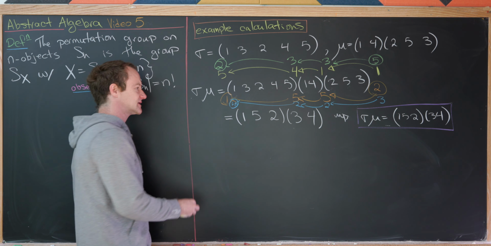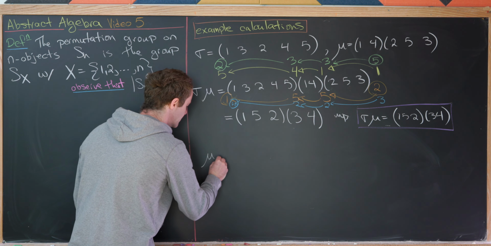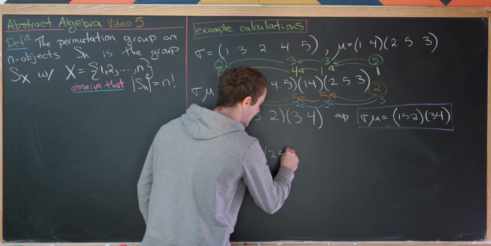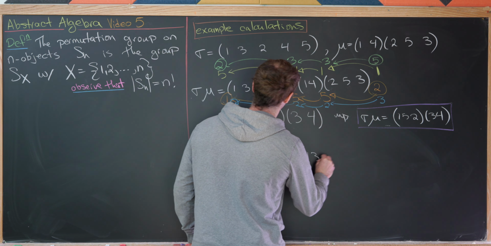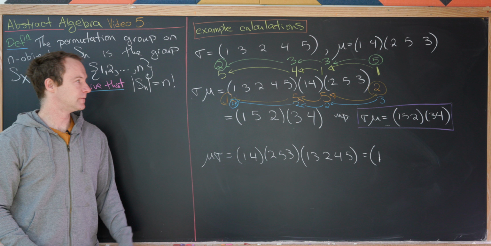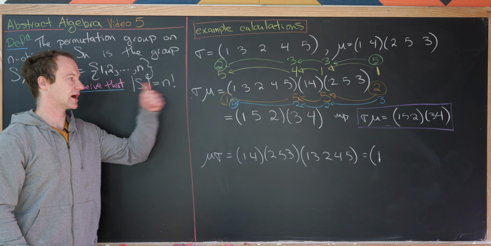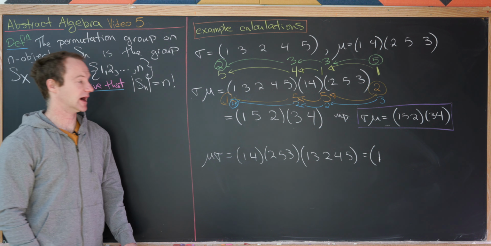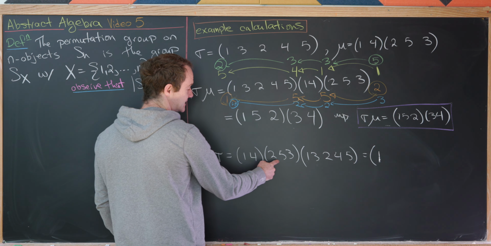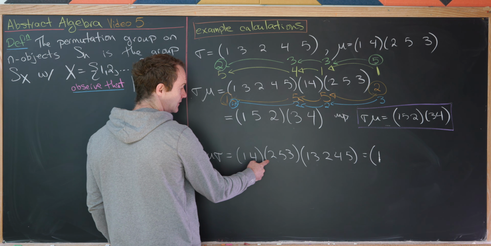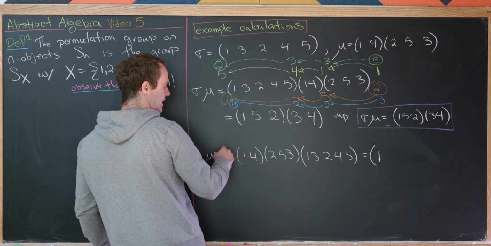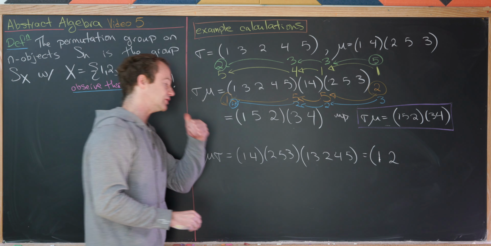Okay, so now for practice, let's calculate mu sigma. So mu composed with sigma, that means I need to write 1, 4, 2, 5, 3, and then 1, 3, 2, 4, 5. We want to start with 1. I'm not going to muddy up the board with these calculations anymore. I think we can just do it by eye. Under this first cycle, 1 is sent to 3. Under the second one, 3 is sent to 2. And under this one, 2 is sent to itself. So in the conglomerate, 1 is sent to 2, so we would put a 2 there.